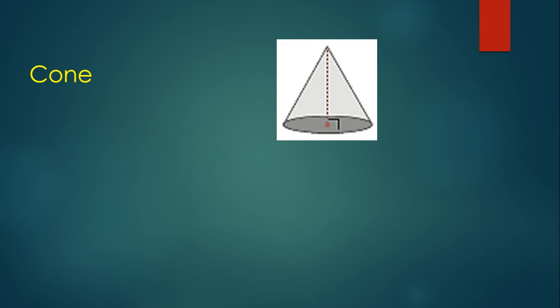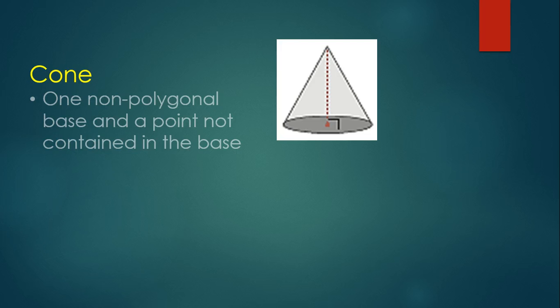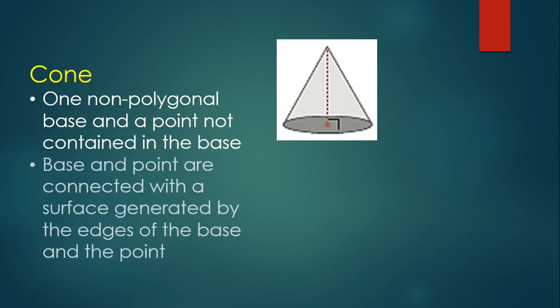The other shape we're going to talk about is the cone. Now this is probably what you think of when you think of a cone, something maybe like an ice cream cone. Well, what makes this a cone is that it has one base that's not a polygon, and it has a point that's not contained in the plane of that base. That point is what we call the vertex, and the point is connected to the base by a smooth surface that connects the point to the edge of the base.